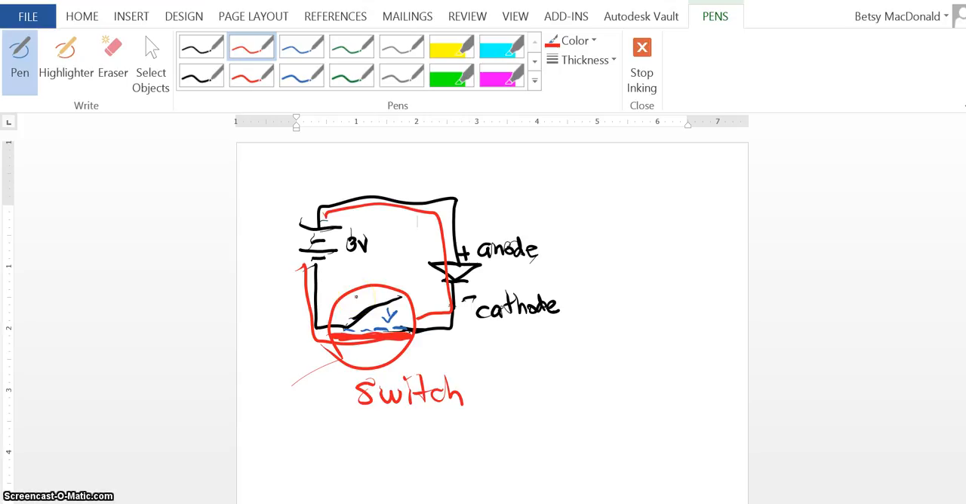So that's how switches work, and I will now show you what it can look like with our CR2032 battery and an LED again.